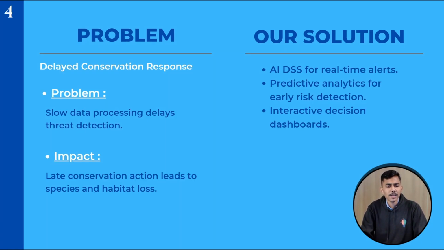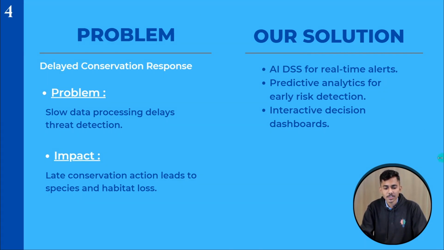The next problem is delayed conservation response: slow data processing and delayed threat detection. The impact is that late conservation action leads to species and habitat losses. Our solution is an AI DSS for real-time alerts, predictive analytics for early risk detection, and an interactive decision dashboard. The tech stack for this problem is React.js, Plotly, FastAPI, AWS Lambda and Kubernetes. Basically, Plotly is used to represent our solution in the form of graphical representation.